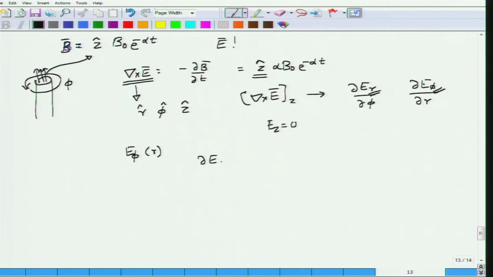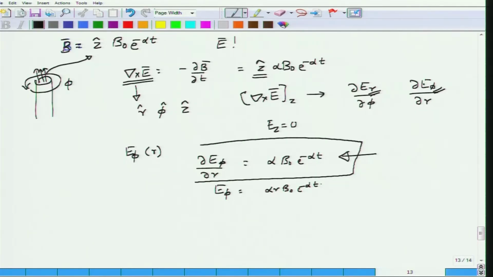So you will probably get something like del E phi by del r is equal to alpha B0 e to the power minus alpha t, and calculate E phi by integrating this expression, okay, over whatever the value that you want to. Just integrate this expression, you are going to get alpha r B0 e to the power minus alpha t, okay. This I am assuming that my expression for del E phi by del r is correct, otherwise you have to actually put up the proper expression for the curl of the electric field, and then find the electric field, okay.